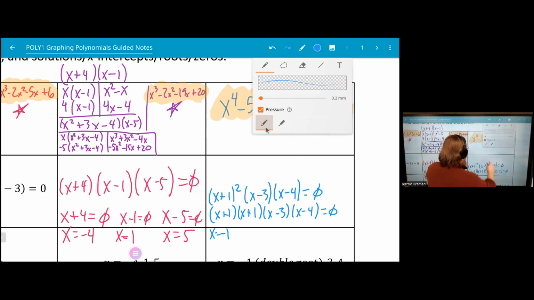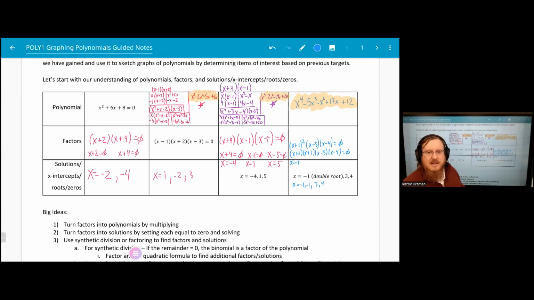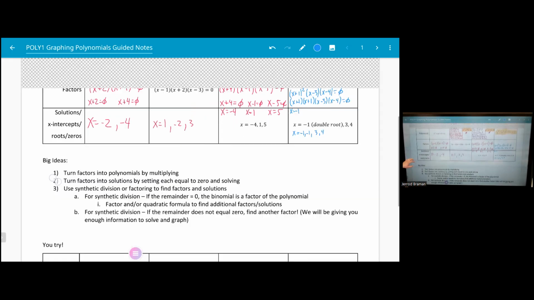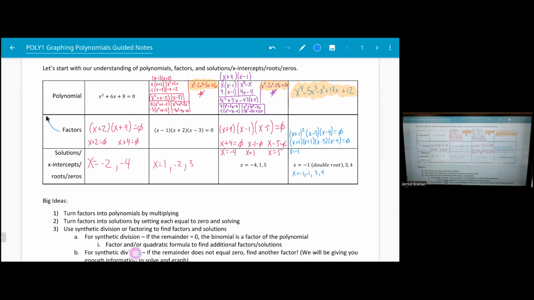So now we've got these four polynomials, factor solutions, the set of data that we've worked with. What you need to do is take a look at this, right? Some of the big ideas: how do we turn factors into polynomials? How do we go from factoring to polynomial-ing, I guess? We multiply, right? We do polynomial multiplication. That's what we did. Add, subtract, and multiply.